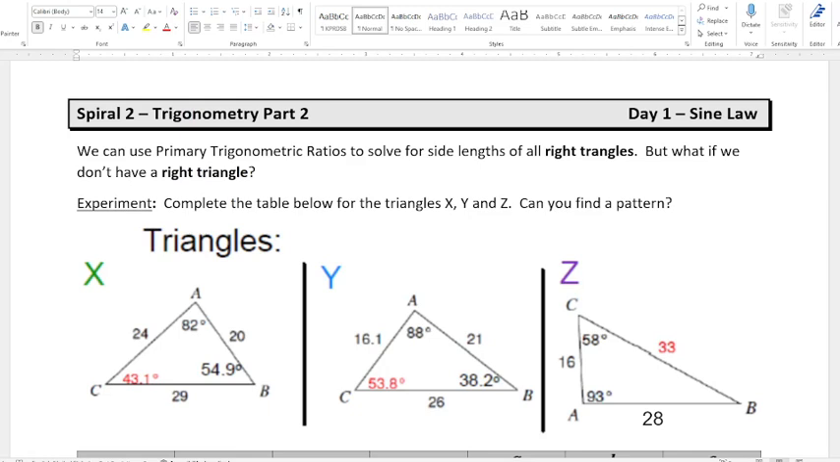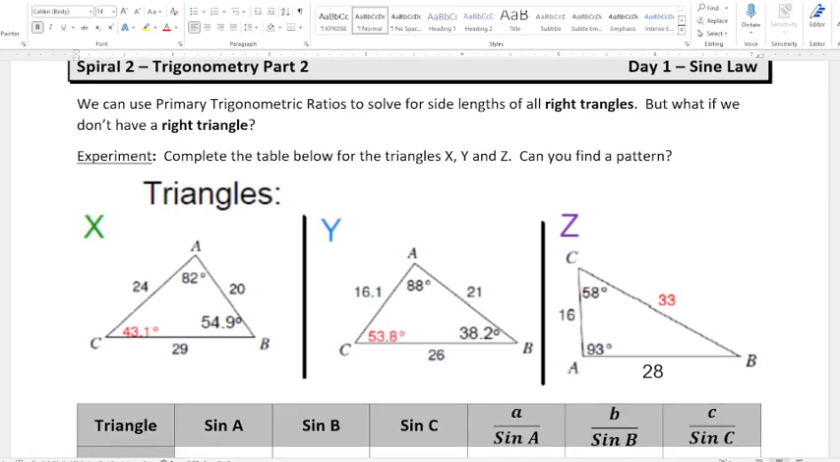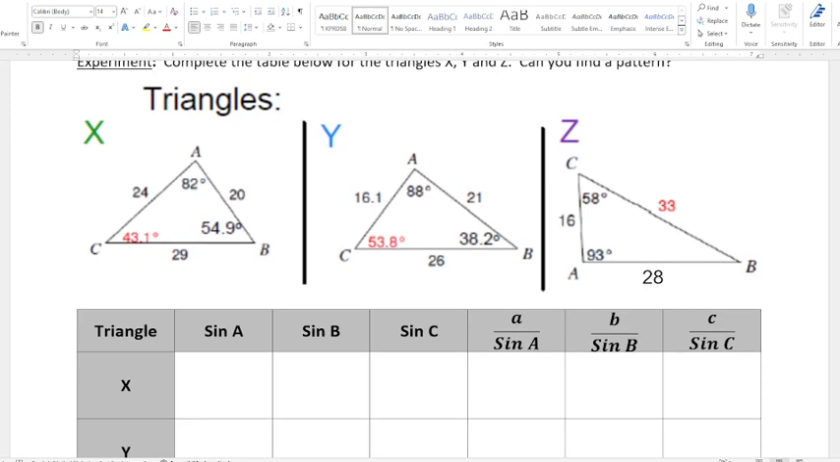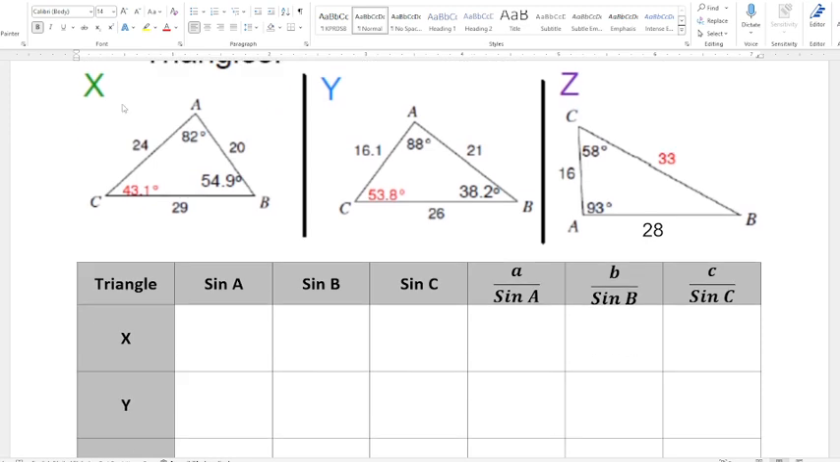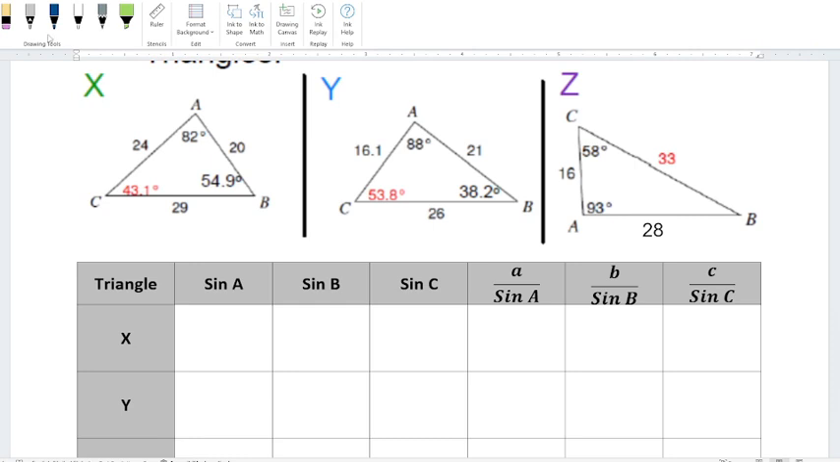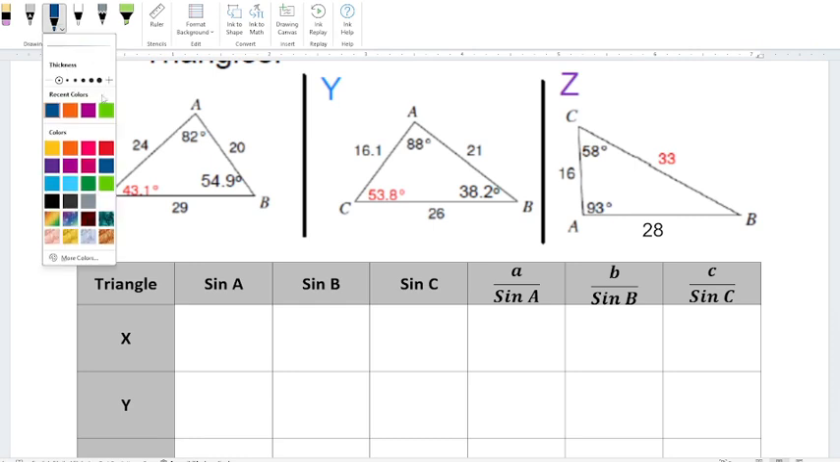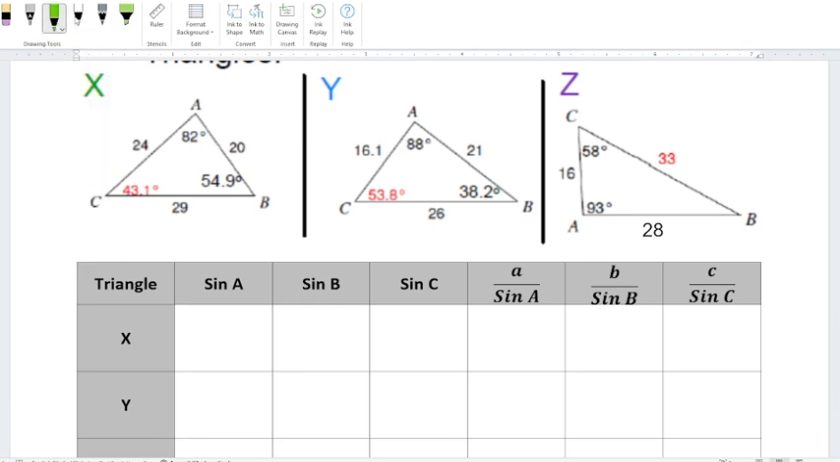So let's do an examination right here. I've given you three triangles, X, Y, and Z. And you're going to complete this table. I'll walk through the first level of the table with you, and then pause the video, and I'll complete everything so you don't have to watch me waste time doing that. And away we go. So I need to find sine of A for triangle X. So sine of 82 degrees.